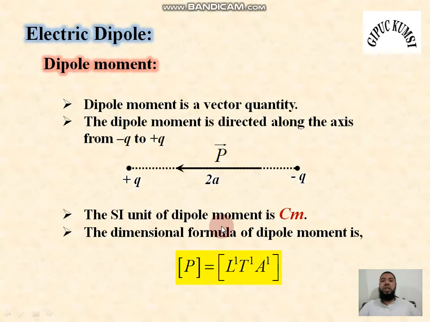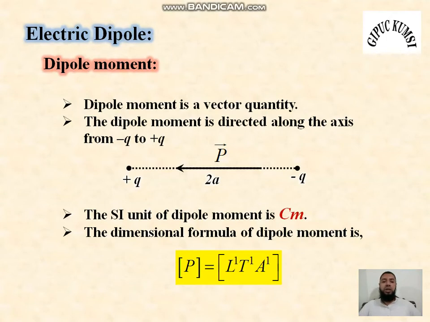We have learned charge into distance. Charge has the SI unit coulomb and the distance is meter, so the SI unit of dipole moment is coulomb meter. See here we are representing capital C. If we make it small c, it becomes centimeter. With capital C, coulomb meter is the SI unit of dipole moment.